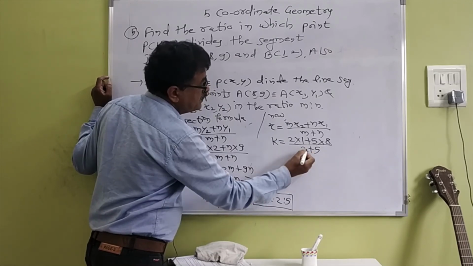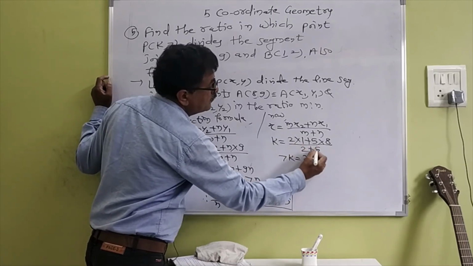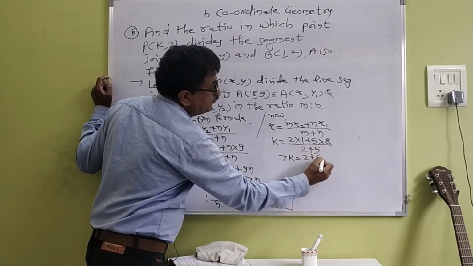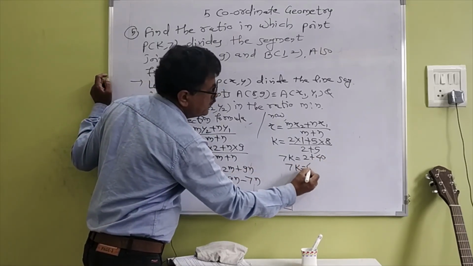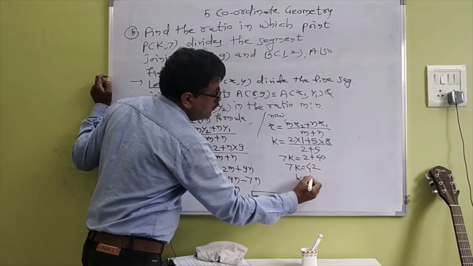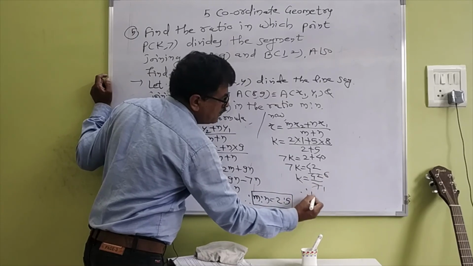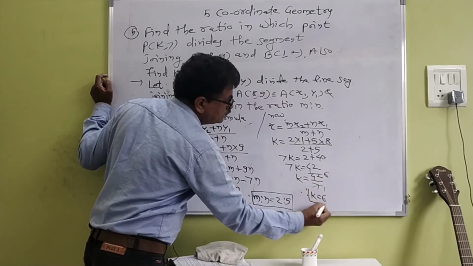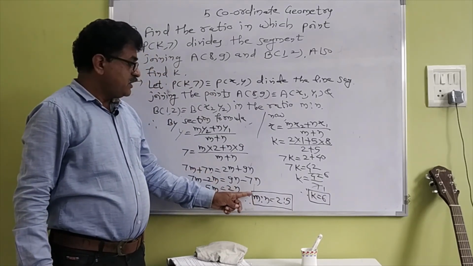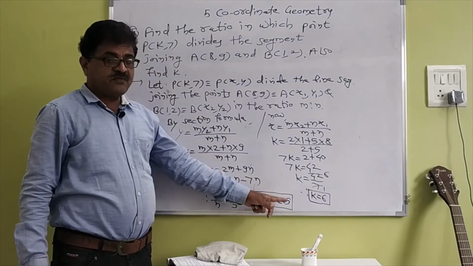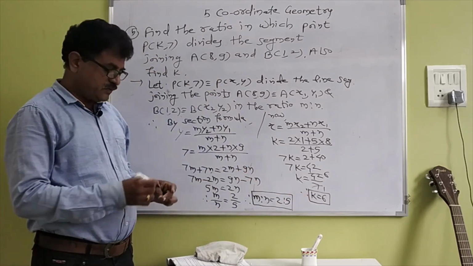Therefore 7k is equal to 2 plus 40. Therefore 7k is equal to 42. k is equal to 42 upon 7. Therefore the value of k is equal to 6. Therefore the answer is the ratio m is to n is equal to 2 is to 5 and the value of k is 6.